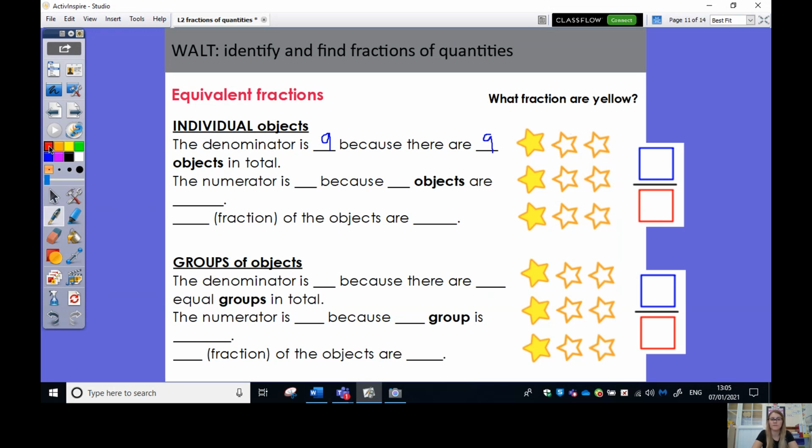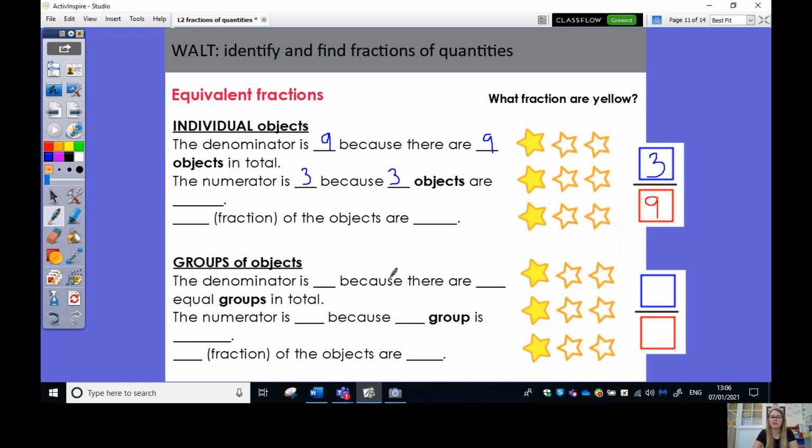Okay, so I'm going to do that in red so we don't get confused. That is my denominator. Okay, the numerator is going to be 1, 2, 3 because 3 objects are yellow, and it's asking me what fraction are yellow. So I'm going to pop a 3 on the top there. So 3/9 of the objects are yellow. I'm not going to fill these in. These sentences are just here to help you know what you need to say.